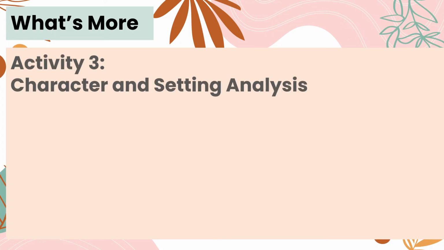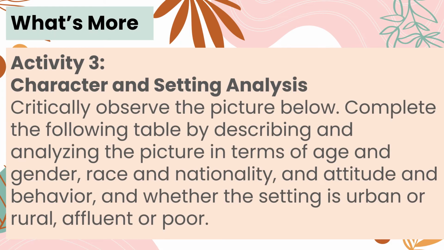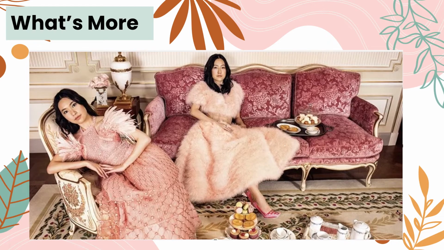For our Activity 3, character and setting analysis, we are going to critically observe the picture on the next slide. Let's complete the following table by describing and analyzing the picture in terms of age and gender, race and nationality, and attitude and behavior. And of course, for the setting, whether it's urban or rural, and affluent or poor. So here is the picture or the image that we need to analyze as we answer the next slide, wherein there is the table that we need to fill in.